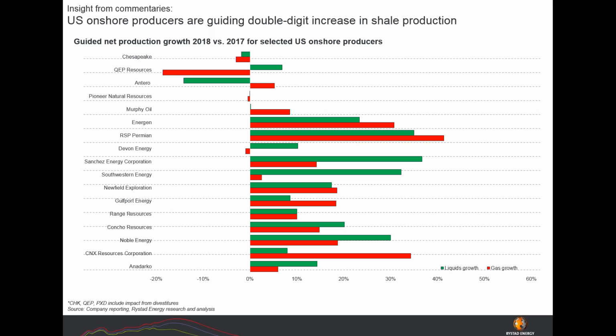In one of our earlier shale commentaries delivered to the clients, we looked at 2018 guidance provided by some of the key US onshore companies. We found that the majority of large producers expect a double-digit increase in both oil and gas volumes produced this year. On average, companies are guiding around a 19% increase in liquids and about 10% increase in gas. Decrease in volumes for some producers such as Cap Resources or Chesapeake comes because of divestiture programs planned. And at the same time, some companies like RSP Permian are leading in terms of percentage growth for oil and gas volumes, with more than 30% increase guided.